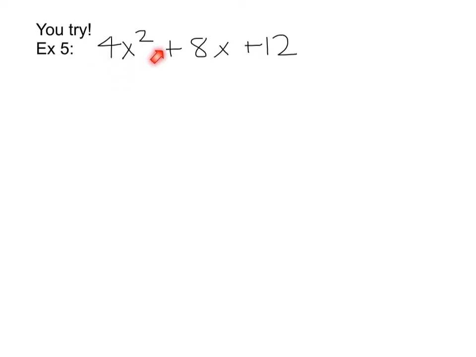The first thing we want to check for is a greatest common factor. So, what is the greatest common factor between 4x squared, 8x, and 12? They have 4 in common, so that leaves me with x squared plus 2x plus 3.